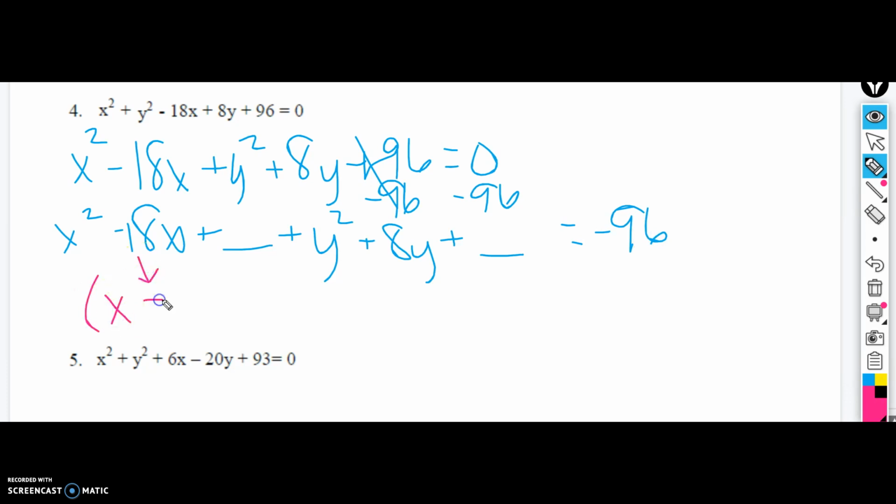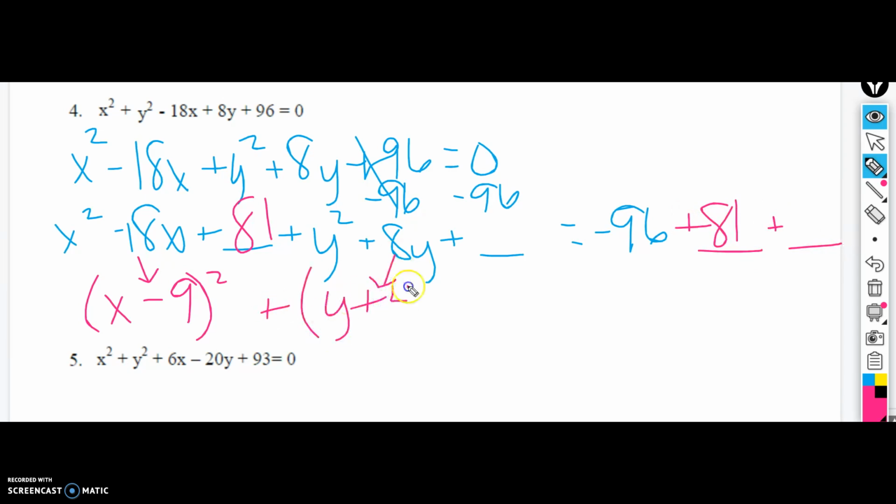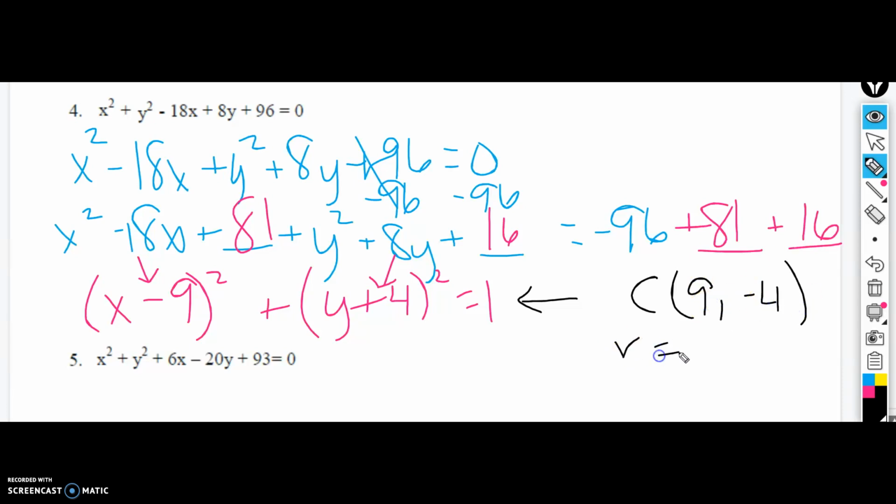Half of negative 18 is negative 9. Negative 9 squared is 81. Half of 8 is positive 4. Squared is 16. And if I simplify this side, I get 1 again. It's kind of weird how it worked out like that. My center is located at positive 9, negative 4. My radius is at 1.